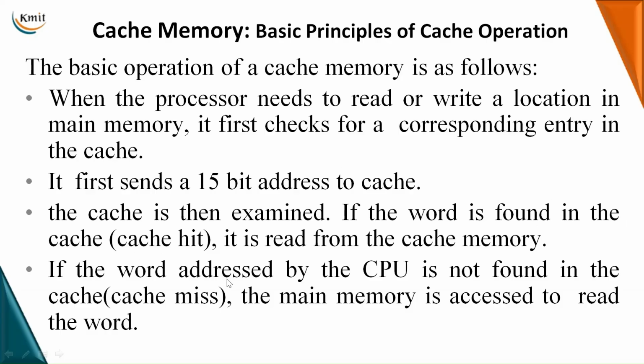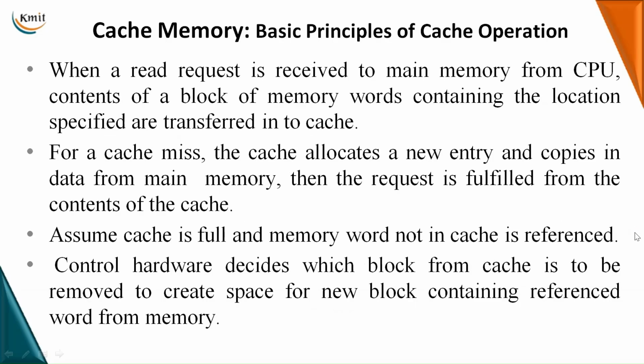If the word which is addressed by the CPU is not available in the cache at that point of time, we call it a cache miss. Whenever there is a cache miss, the main memory will be accessed to read the word. It is not present in the cache, but obviously that information will be available in your main memory. So the CPU will access the main memory in order to read the particular word.